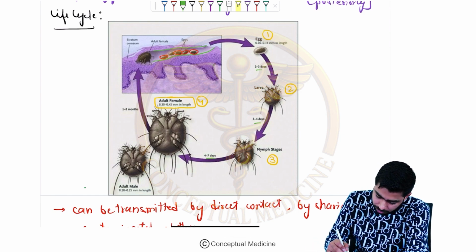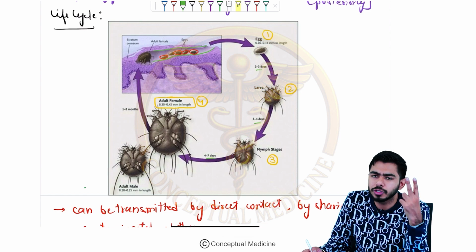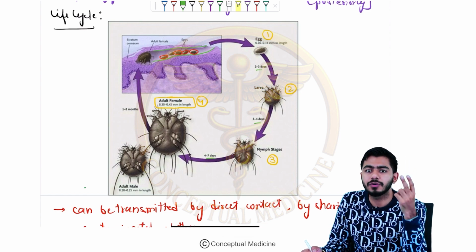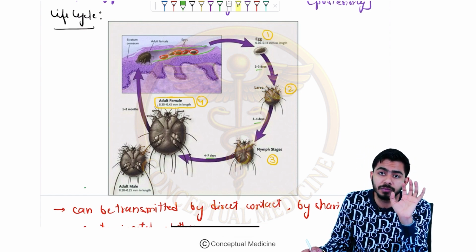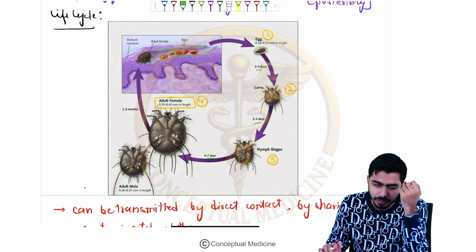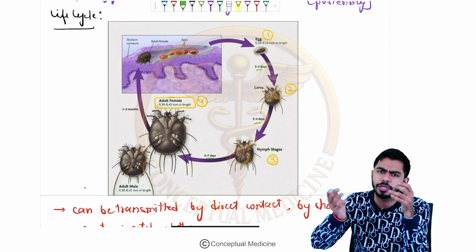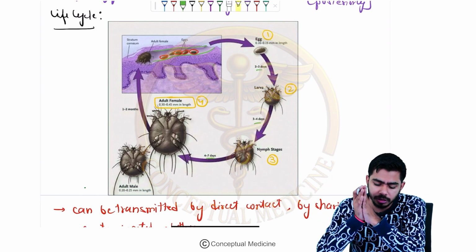So how many days are they taking? Around a week or just 2 weeks. In a matter of 2 weeks, they convert from egg to the adult female. That's why we say they have a rapid life cycle. They get transmitted through direct contact or by sharing contaminated clothes.